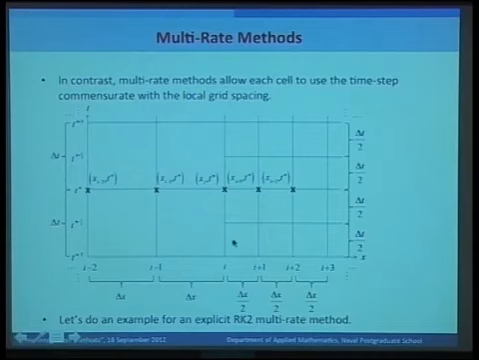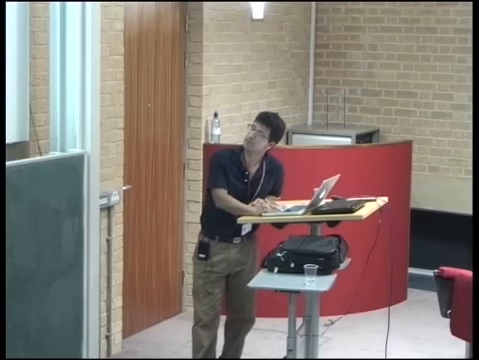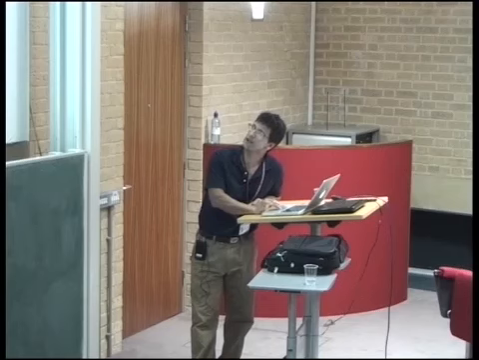Okay, now in contrast, multi-rate methods say the following. They say, okay, these cells here are smaller, so let's make the time step, instead of being delta t, let's make the time step delta t divided by 2. Right, and then the issue with this problem is going to be, how do we go from, let's go back one more here.